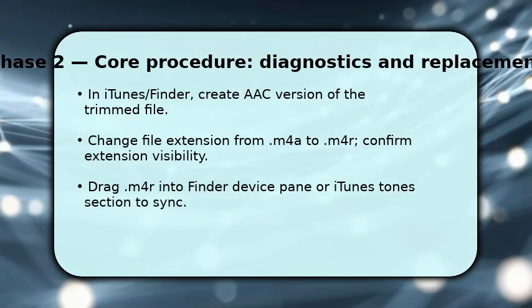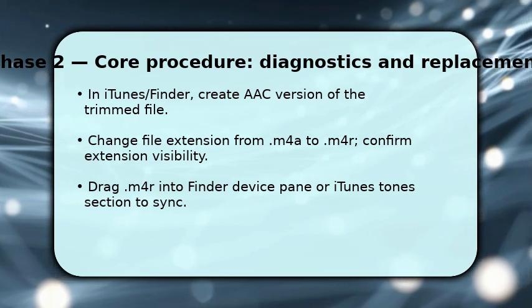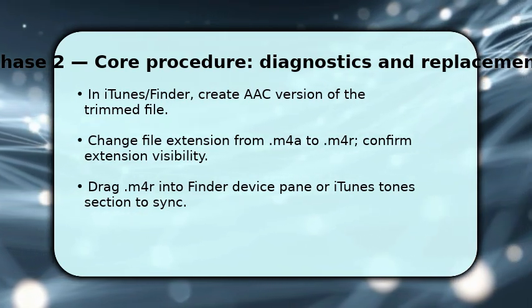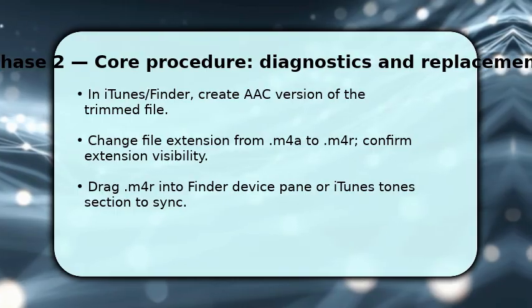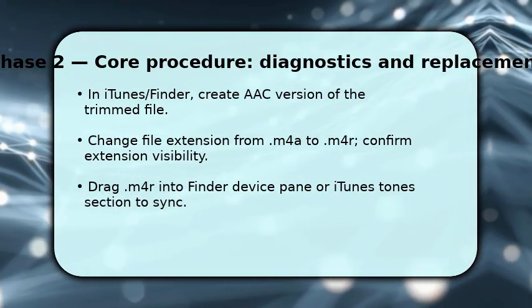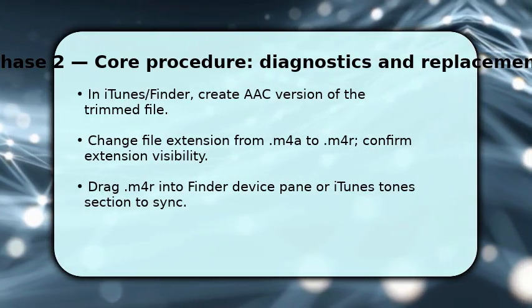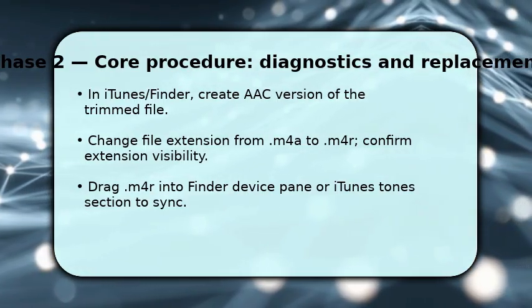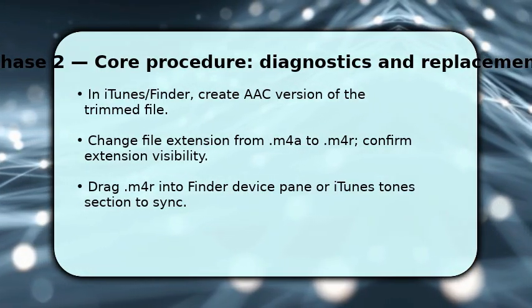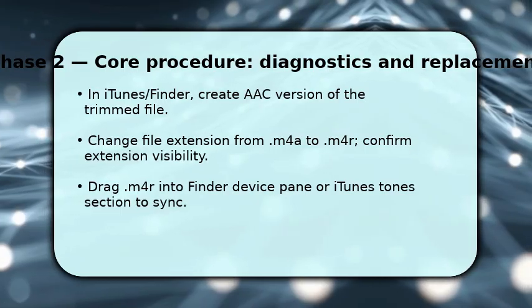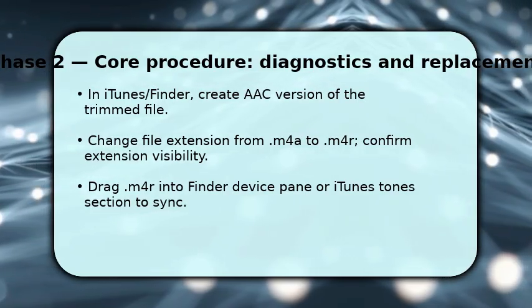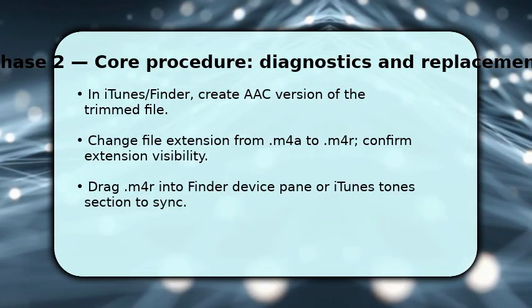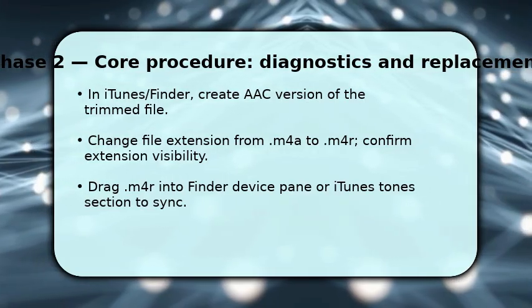Next, convert the trimmed M4A into the ringtone container that iPhone accepts. In iTunes or Finder, right-click and choose Create AAC Version. That yields a duplicate. Then in your file manager, show File Extensions and rename M4A to M4R. This tells iOS it's a ringtone. Once renamed, drag the M4R into your device's tones area in Finder or into the tones section in iTunes.